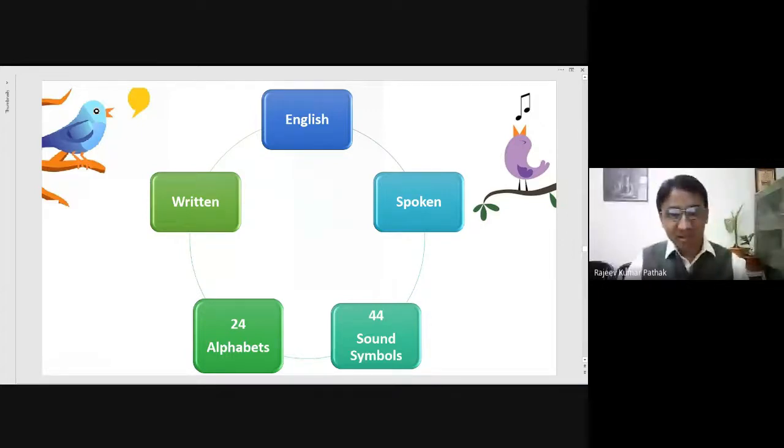English has two forms. One is written and the other is spoken. In written, we all know there are 26 alphabets, A to Z, and in spoken there are 44 sounds. So we have to distinguish the two differently. For written, alphabets. For spoken, 44 sound symbols. They are sound symbols, and they are numbered 44.